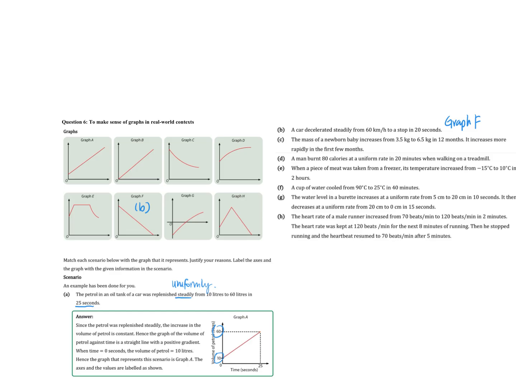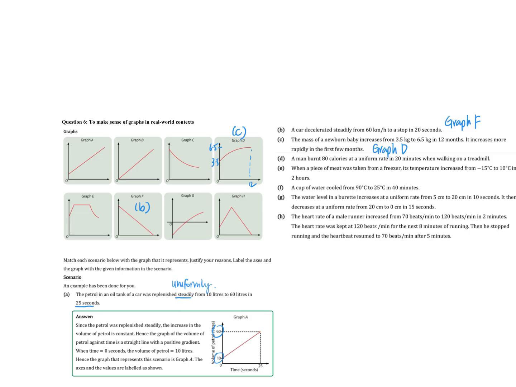Okay, we see the mass of a newborn increases from 3.5 kg to 6.5 in 12 months. It increases more rapidly in the first few months. So increasing at a decreasing rate. So 3.5 was here, then probably 6.5, and then in 12 months time. Okay, so this is part C. So graph D. Okay, next one. A man burned 80 calories at a uniform rate in 20 minutes when walking on a treadmill.